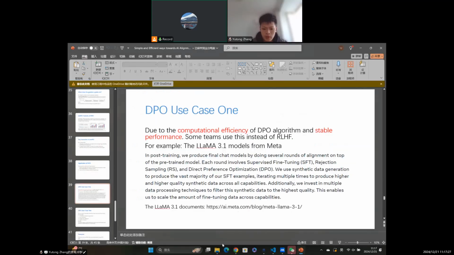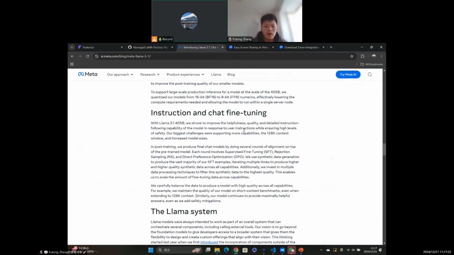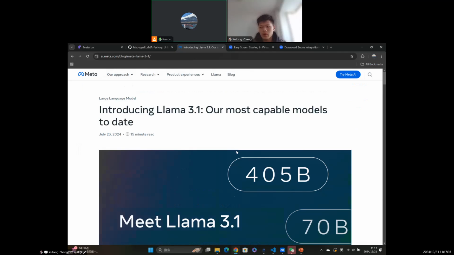And I think it's here, right? The LLaMA 3.1 here.